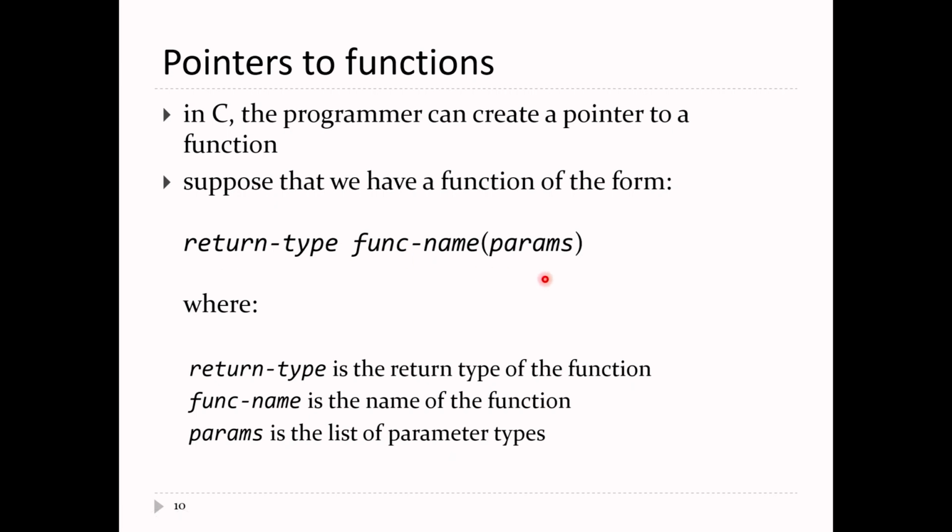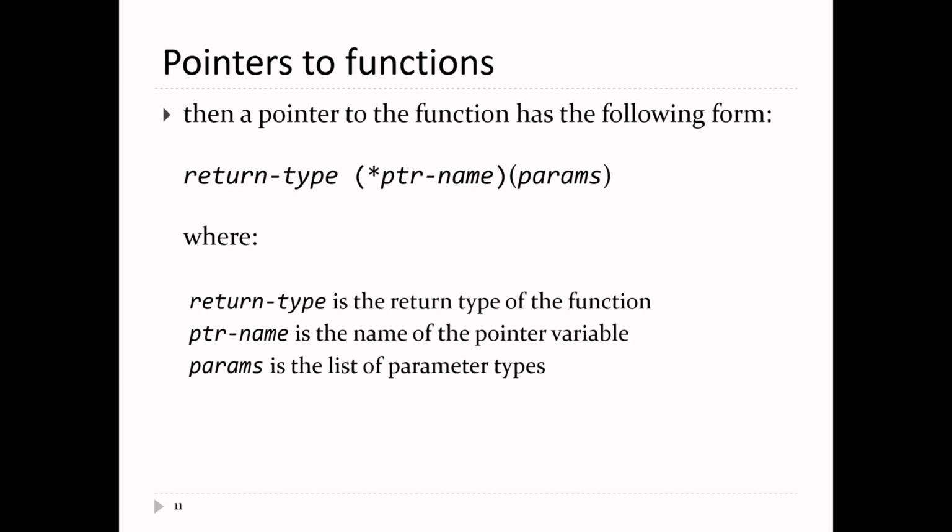So if that's your function, then a pointer to a function has the following form. If your function has this return type, then your pointer to a function also has that return type. If your function has this list of parameters, then your pointer to the function also has that list of parameters. Here the parameters only include the types. You don't care about the names of the parameters. Now inside round brackets, you've got the star to indicate that this is actually a pointer, and then finally you have the pointer name. So this is very weird.